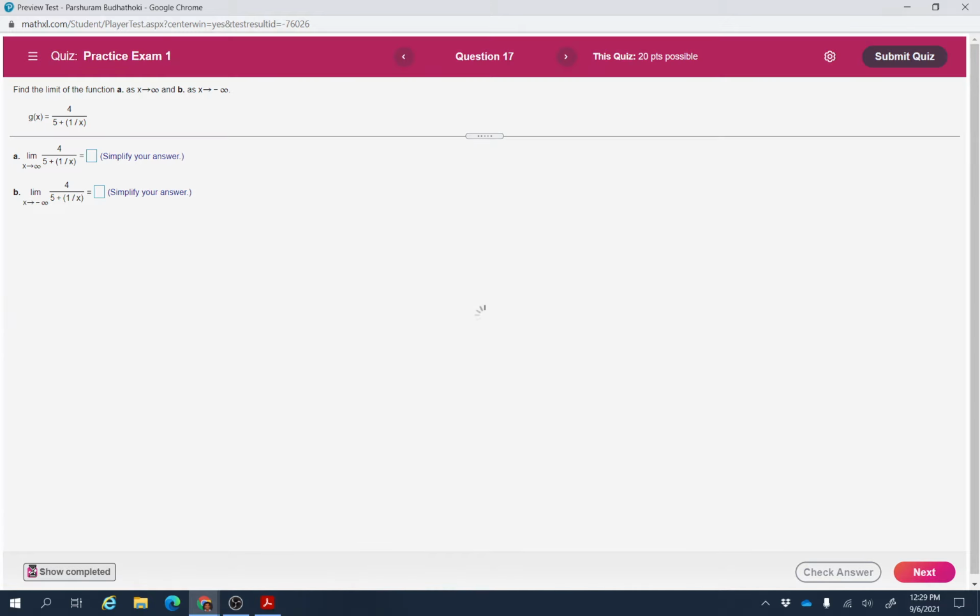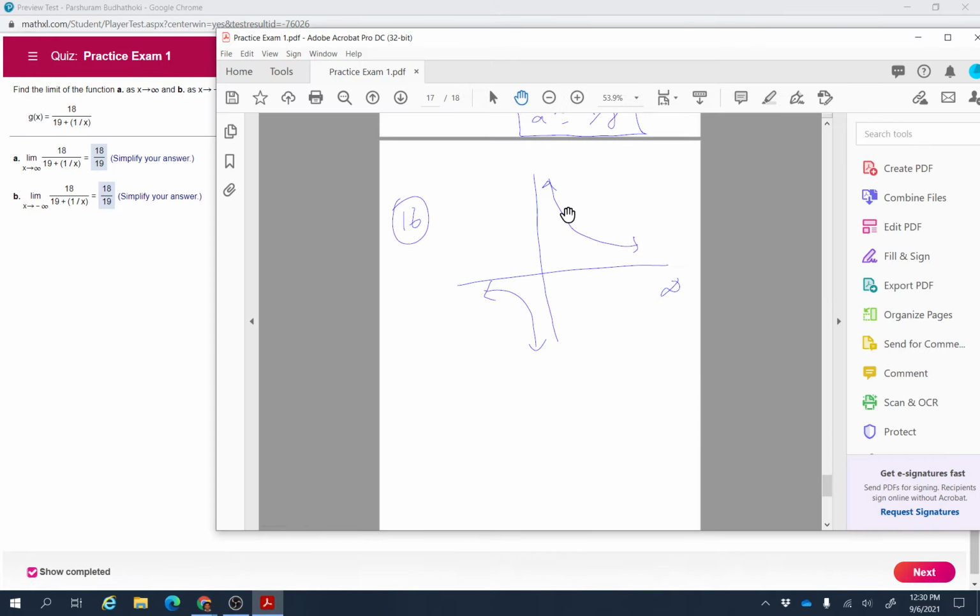Let me just use the completed part. This part would be 0. 18 over 19 is your answer. The same thing is true whenever x approaches negative infinity: 1 over x approaches 0, so 18 over 19 plus 0. This 0 would not be a problem. Just plug in the value by looking at this graph. When x approaches infinity, 1 over x approaches 0. When x approaches negative infinity, again 1 over x approaches 0.